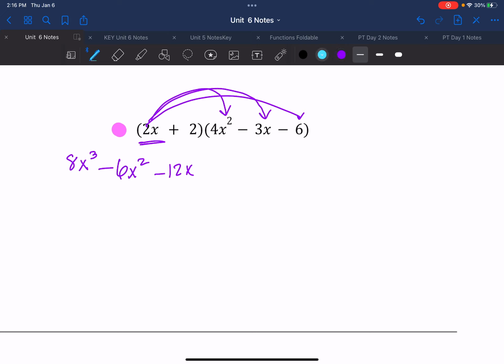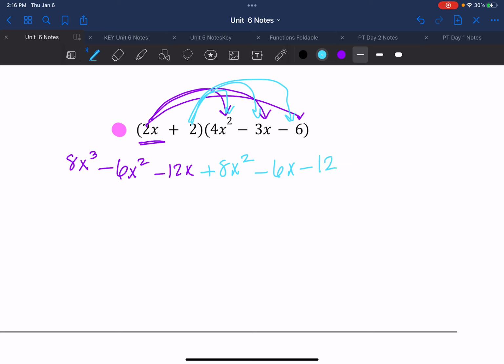Now we got to do the next one. 2 times 4x squared. So that's going to be a positive 8x squared. 2 times negative 3x is going to be a negative 6x. And then 2 times a negative 6 is going to be a negative 12. All right, bam. We've written them all out.